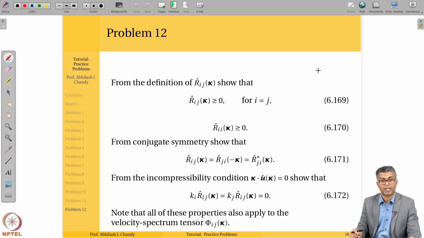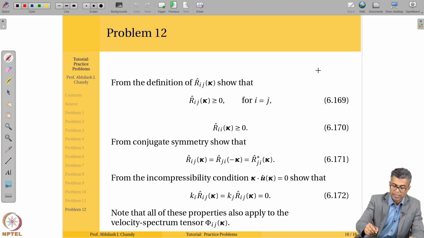From the definition of Rij hat of kappa, which we just showed, show that Rii hat of kappa is greater than or equal to 0 for i equal to j. And from conjugate symmetry, show that Rij of kappa is equal to Rji of minus kappa, which is equal to Rji star of kappa. And from the incompressibility condition, kappa dot u hat of kappa is equal to 0, show that ki Rij hat of kappa is equal to kj Rij hat of kappa is equal to 0. Note that all of these properties also apply to the velocity spectrum tensor phi ij of kappa.